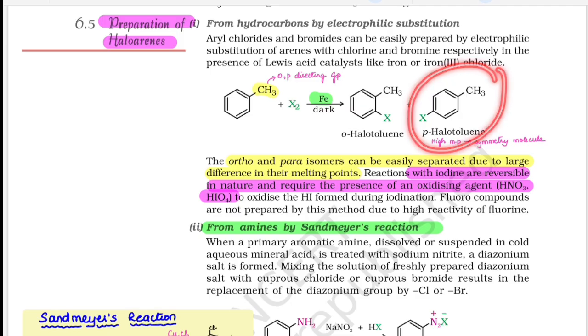Since it is a symmetric molecule, it fits well in the crystal lattice. So that is why the para product will have a high melting point.